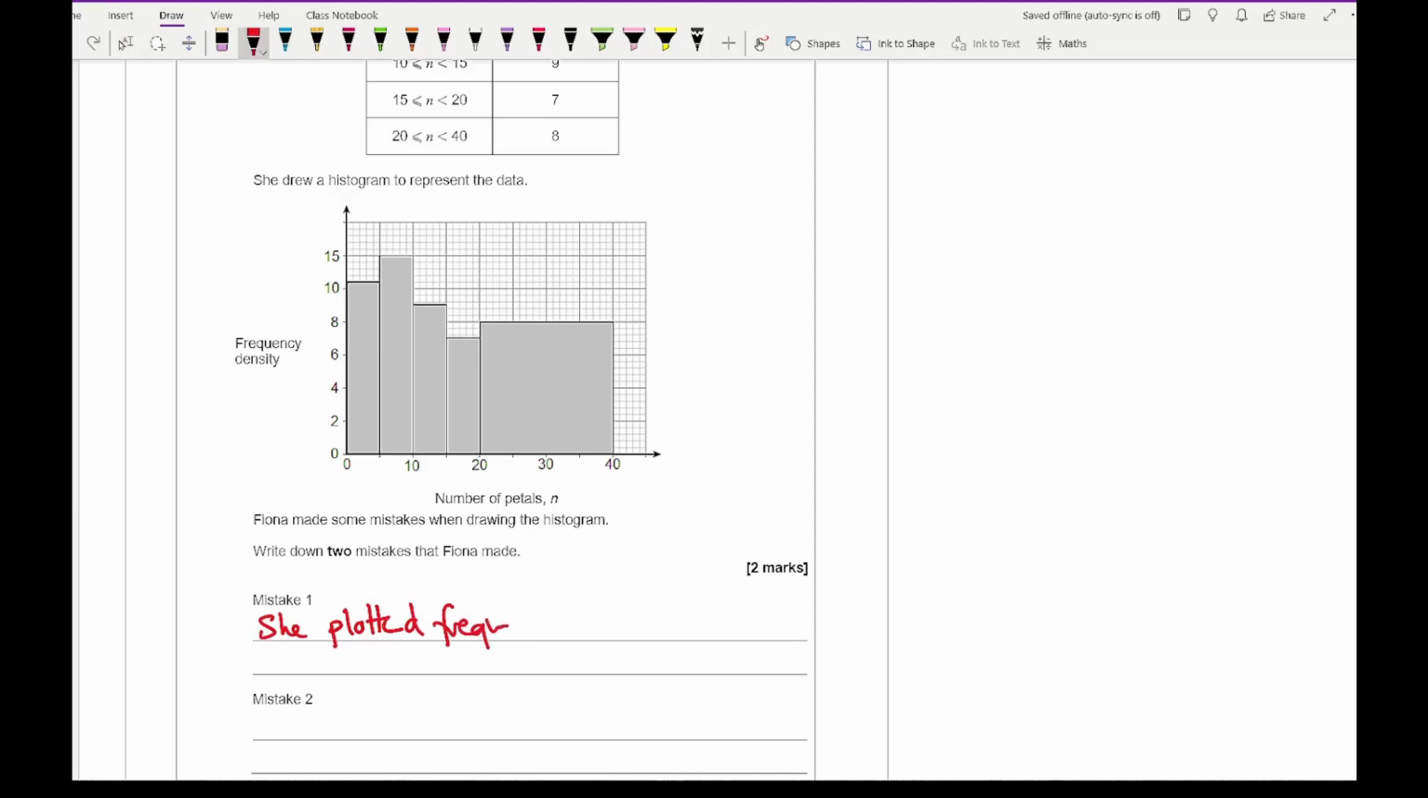frequency instead of frequency density, even though she labelled that on the axes.